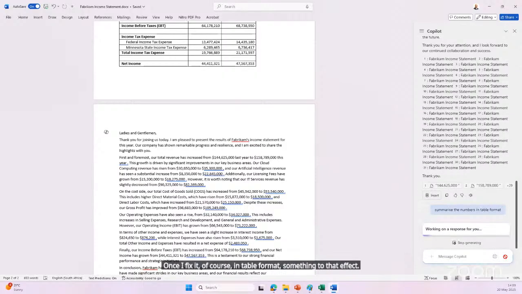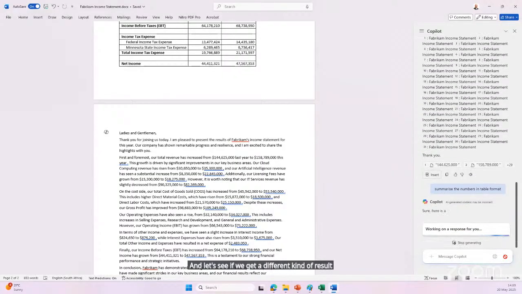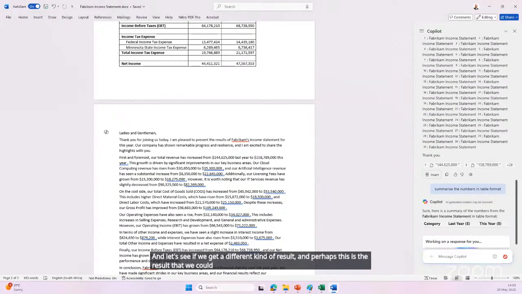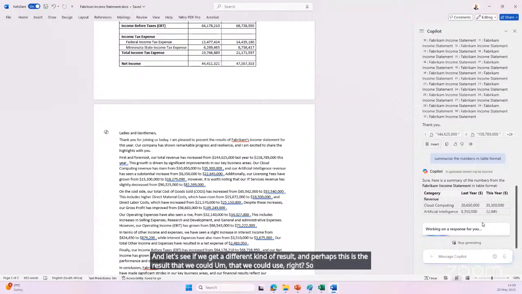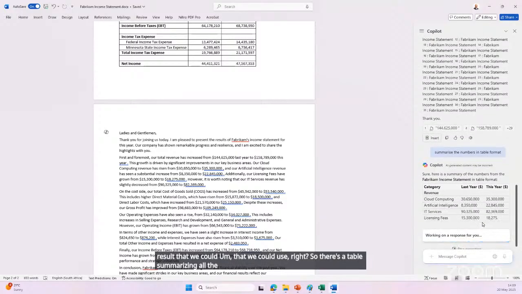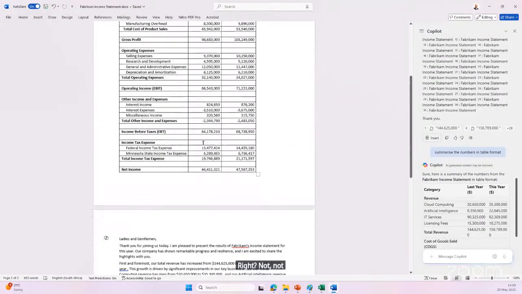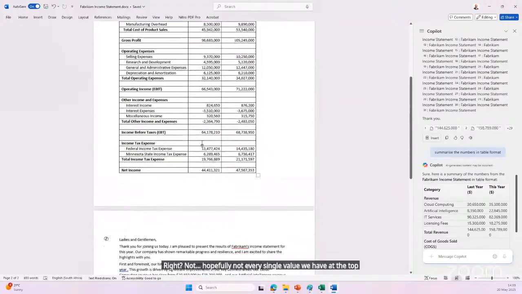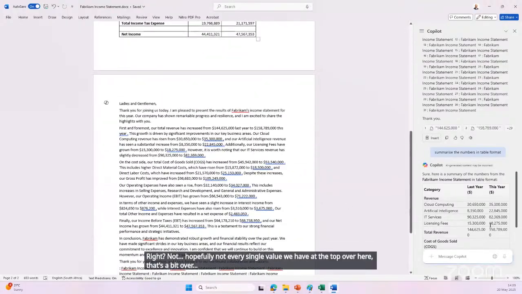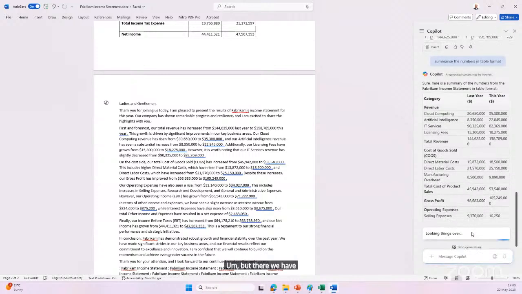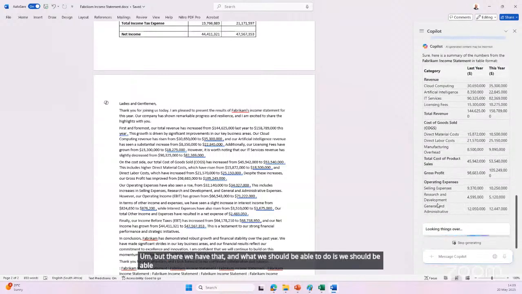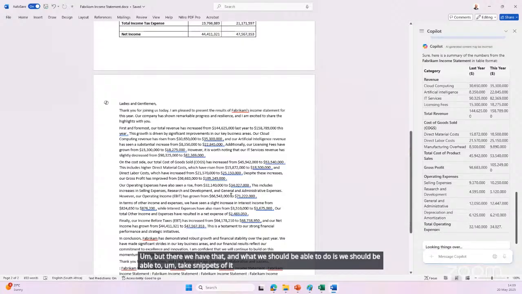And let's see if we get a different kind of result, and perhaps this is the result that we could use. Right, so there's a table summarizing all the values for me. Hopefully not every single value we have at the top over here, that's a bit overwhelming. But there we have that. And we should be able to take snippets of it and insert that into our document.